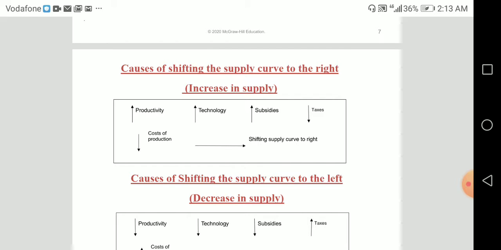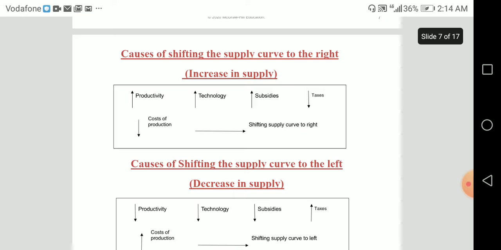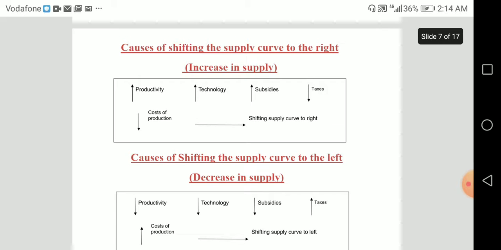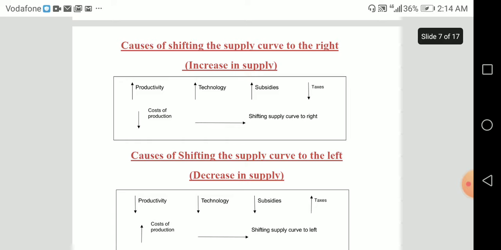Of course, the subsidies: as a government, I'm helping you, I'm facilitating your production of the certain goods you're producing. So I'm going to increase my supply. The taxes are low. If I'm putting on you as a government just little or minimized taxes, you're going to increase your supply. Costs of production are low, like transportation, the cost of producing your product. So if your costs of production are low, I'm going to increase my supplies. This means shifting the supply curve to the right.